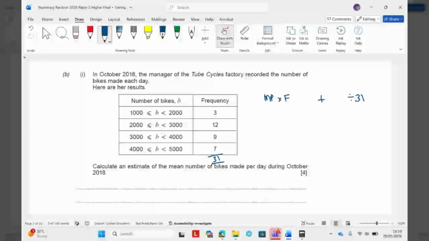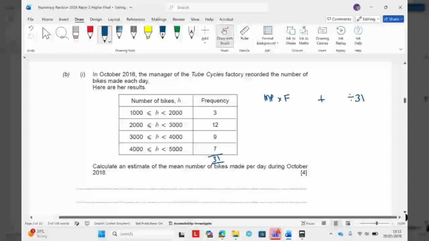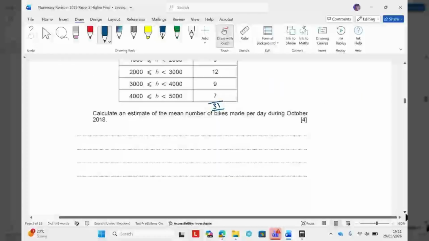Just be careful, right? The groups we've used so far are quite regular: 1,000 to 2,000, 2,000 to 3,000, 3,000 and so on. Just look at each group separately, because sometimes they throw a spanner in there and there are different group widths. So the first might be 1,000 to 2,000, then it might go 2,000 to 8,000 or something, right? So just be careful. Take each group separately when you're working out your midpoints.